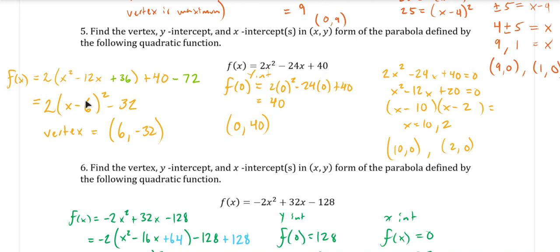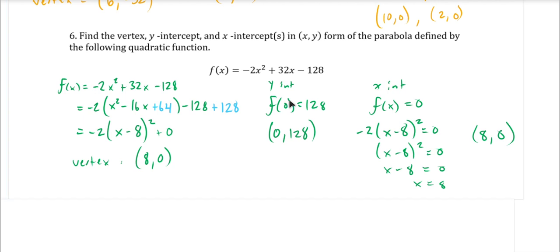Now, either we could have solved this one set equal to 0, but I couldn't help but notice that this one actually factors pretty nicely. If I set it equal to 0 and divide off my 2, I get x squared minus 12x plus 20, which factors as follows. And so we wind up with x-intercepts at (10, 0) and (2, 0).